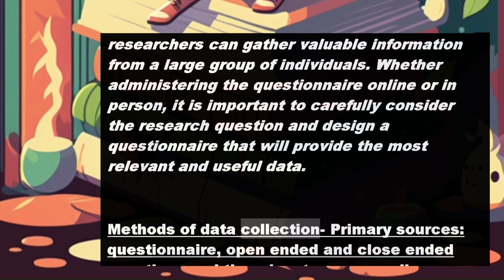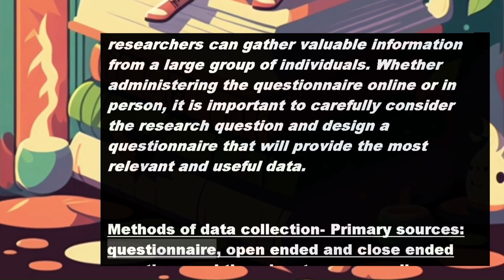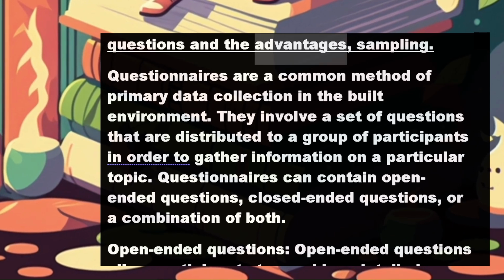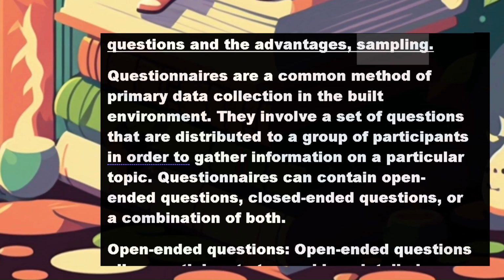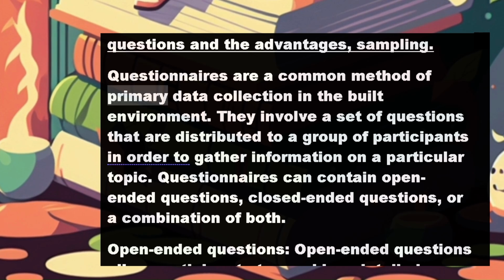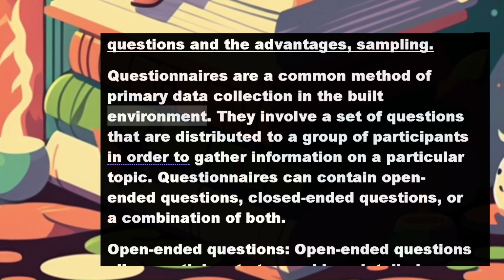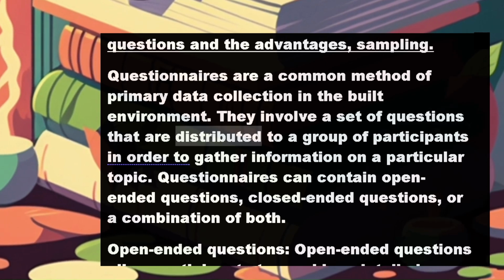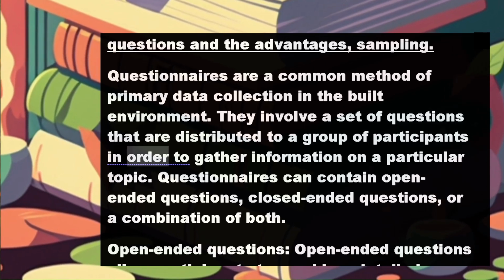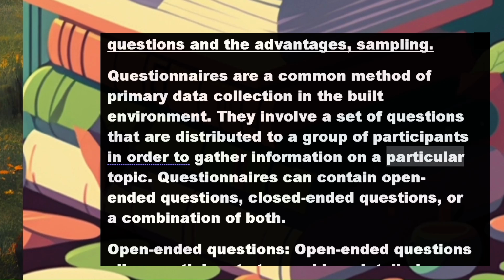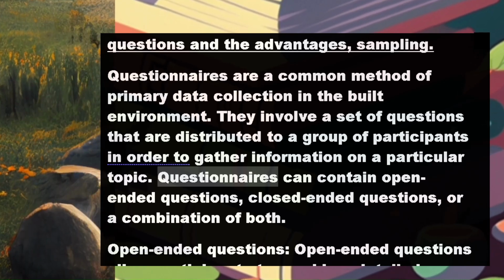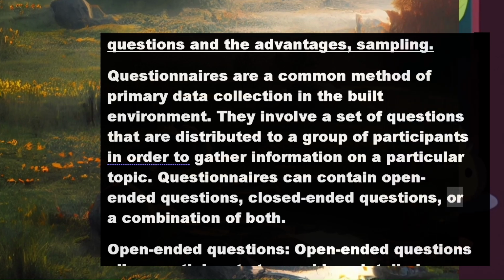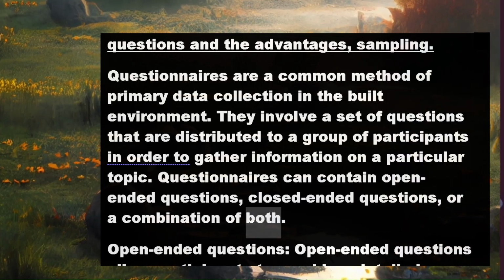Methods of data collection. Primary sources. Questionnaire, open-ended and close-ended questions, and the advantages. Sampling. Questionnaires are a common method of primary data collection in the built environment. They involve a set of questions that are distributed to a group of participants in order to gather information on a particular topic. Questionnaires can contain open-ended questions, closed-ended questions, or a combination of both.